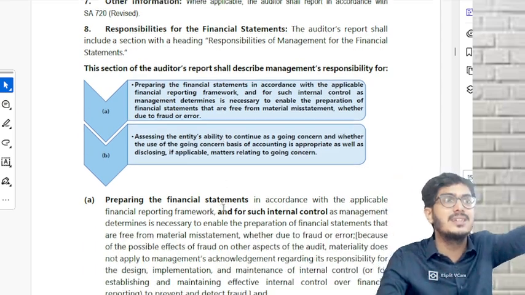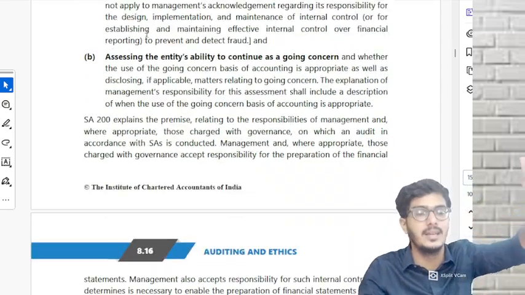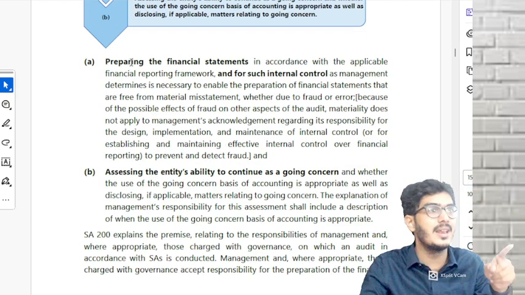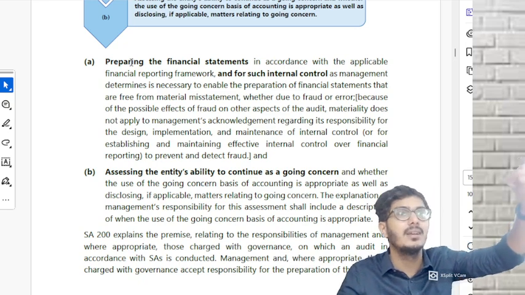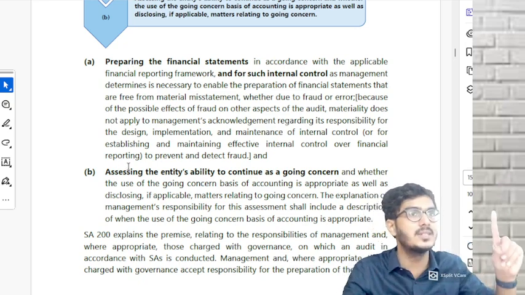So here they have discussed 3 responsibilities of management. How many? 3. Point number A and point number B. In point number A, they have discussed 2 points. What are those 2 points? Preparation and presentation of FS, and internal controls. And in point number B, they have discussed going concern.